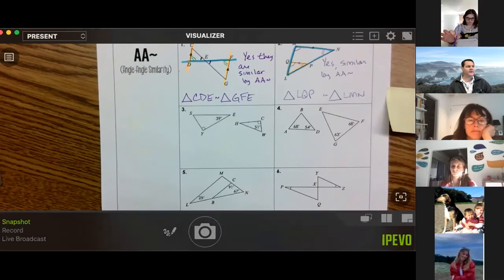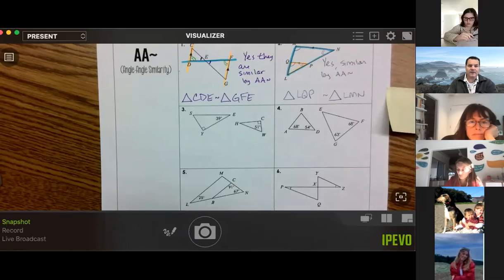Okay, what about number 3? Do we have two angles that are congruent here? One angle is 90 degrees, so those are congruent. One angle is 90 degrees. Or two, I mean, one from each triangle. Right, but we've got to have two from each triangle. So we're halfway there. You're right.